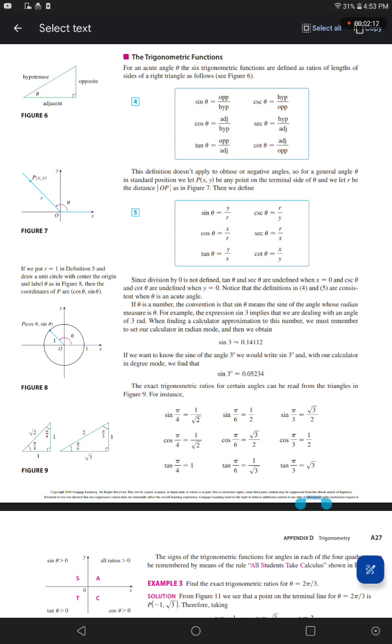Sine theta equals y over r. Cosecant theta equals r over y. Cosine theta equals x over r. Secant theta equals r over x. Tangent theta equals y over x. Cotangent theta equals x over y.